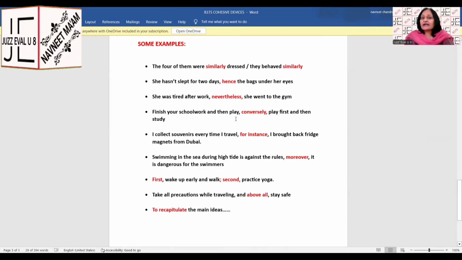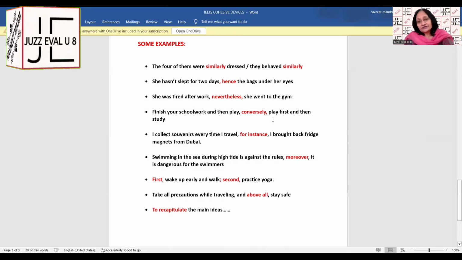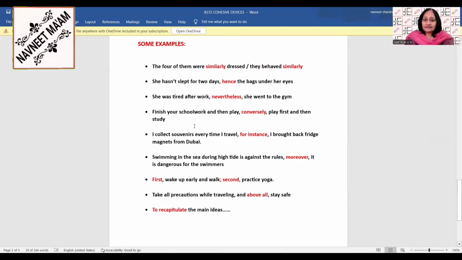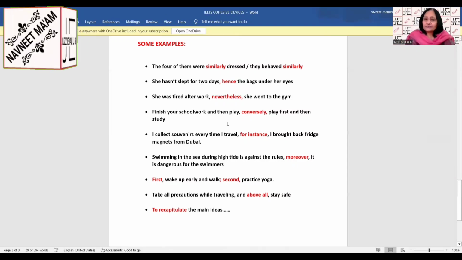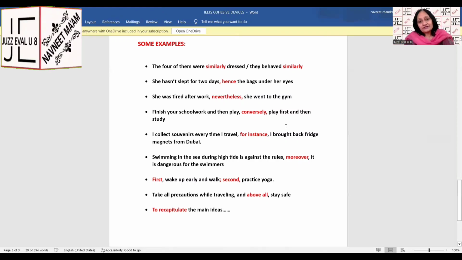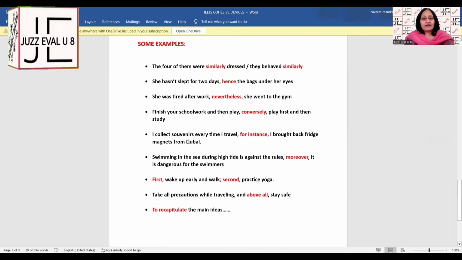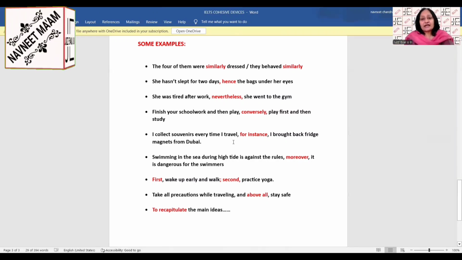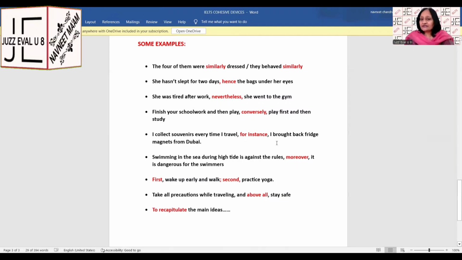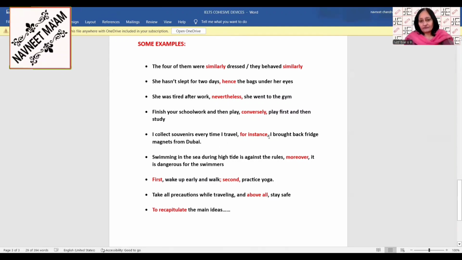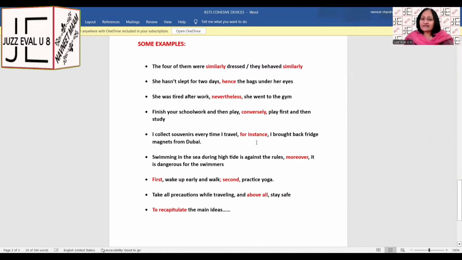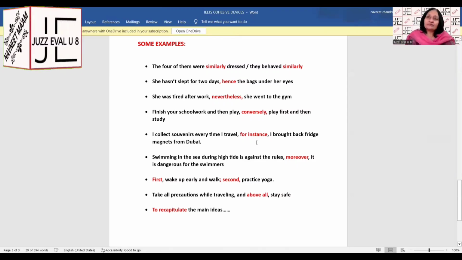Finish your schoolwork and then play. Conversely, play first and then study. So, conversely is the opposite. If you don't want to do this, then you can reverse it and do this. I collect souvenirs every time I travel. For instance, I brought back fridge magnets from Dubai. For instance means, for example, I as it is collect souvenirs. So when I went to Dubai, I brought back.